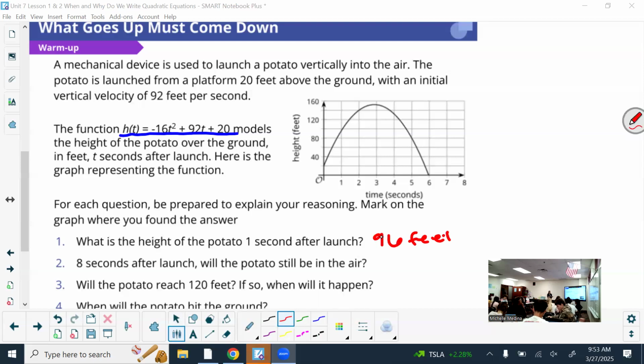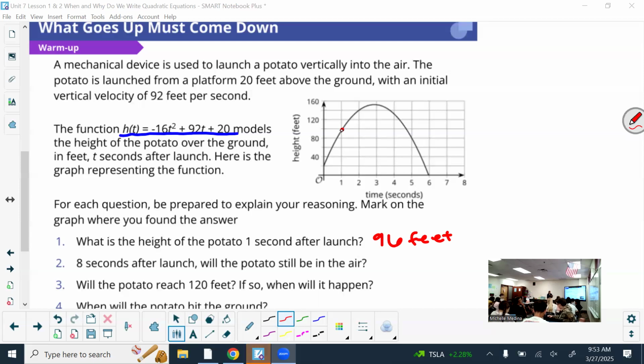And where did you look on the graph to get that answer? Okay, so be a little more specific. So 1 on the x-axis, because that would be 1 second, right? The x-axis is labeled as seconds. Look up to where it touches the line. Do you guys agree that that's about 96?